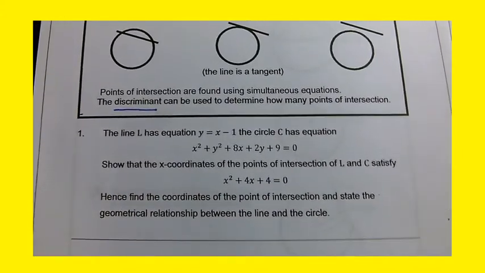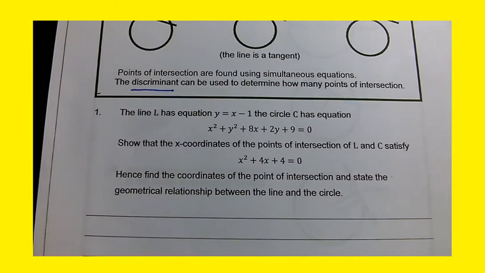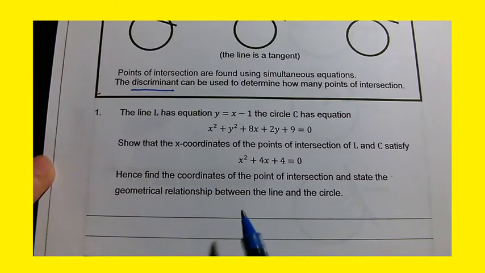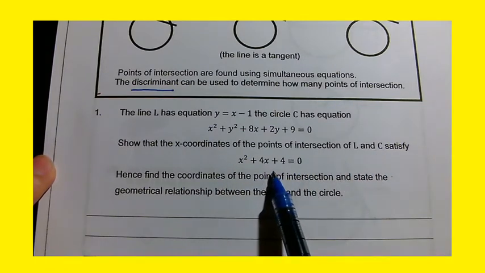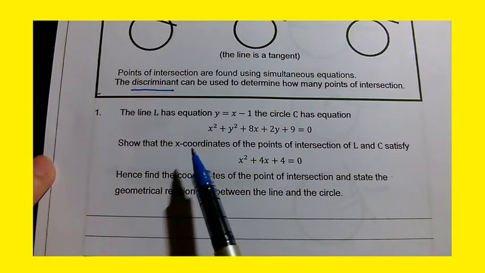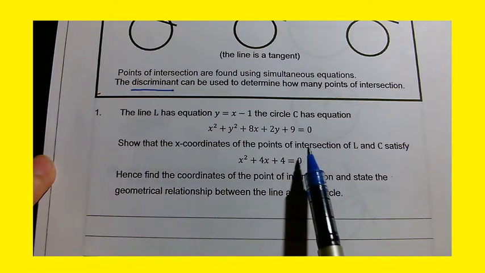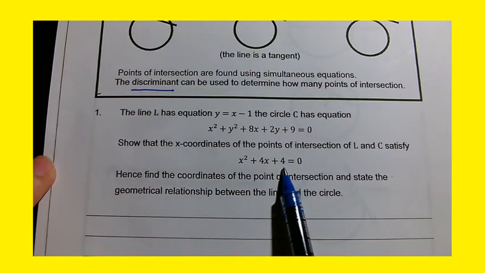So we've got this line, y equals x minus 1, and we've got this circle equation, x squared plus y squared, etc. Show that the x coordinate of the points of intersection of L and C satisfy this, hence find the coordinates of the points of intersection and state the geometrical relationship between the line and circle. Okay, so let's look at the first thing. Show that the x coordinates of the point of intersection of the circle and the line satisfy this equation.